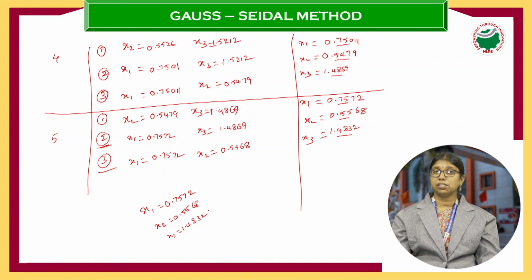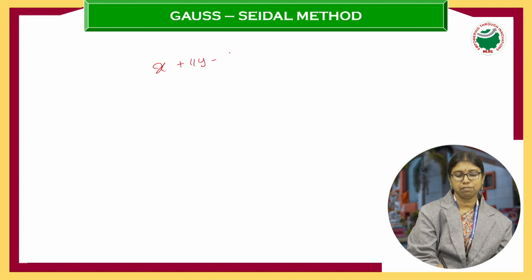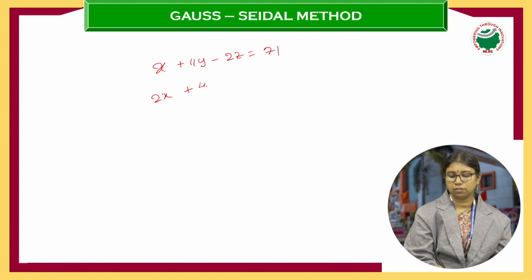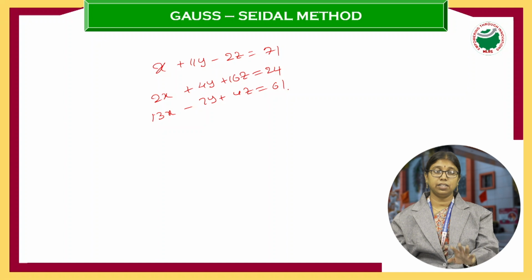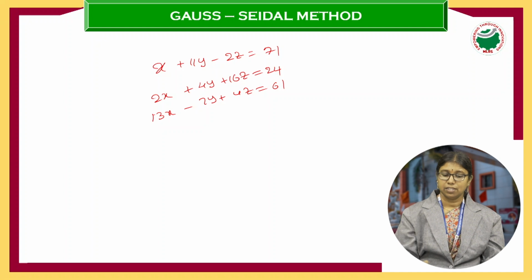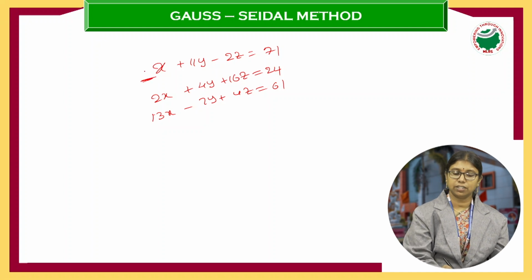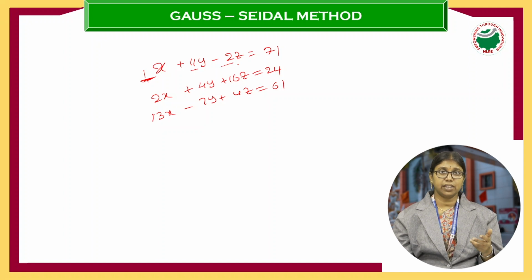Suppose my equations are not diagonally dominant, that means my equations are like x plus 11y minus 2z equal to 71, 2x plus 4y plus 16z equal to 24, next 13x minus 7y plus 4z equal to 61. Can I apply the Gauss-Seidel method for this set of equations? It is not diagonally dominant. Here the first coefficient is 1. 1 is not greater than 11, it is less than 11. Similarly, 1 is not greater than 2. So it fails the condition.